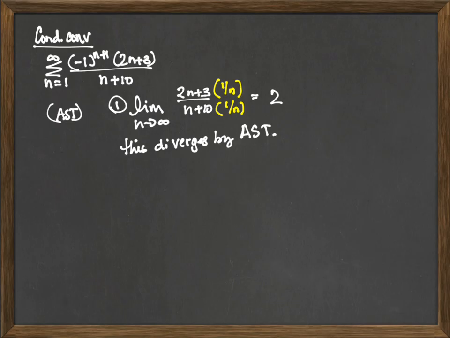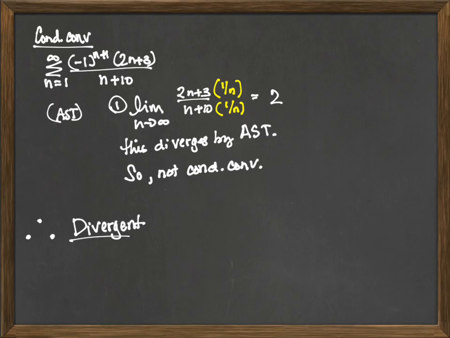So it is not conditionally convergent, right? So it's not absolutely convergent. It's not conditionally convergent. Therefore what? That little symbol means therefore, by the way. It is divergent. It is a divergent series because it was not absolutely convergent or conditionally convergent.